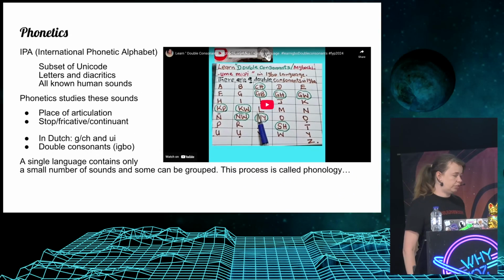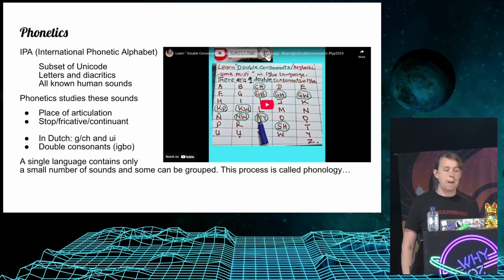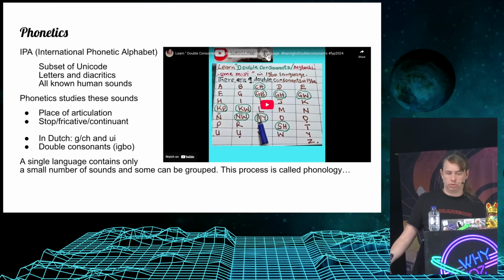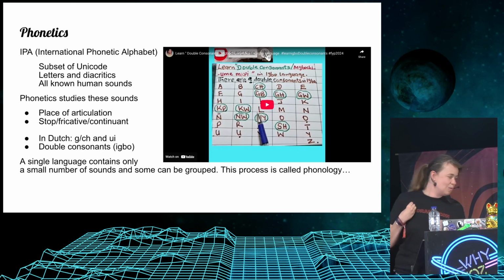Another categorization is stop, fricative, continuant. A stop sound is a sound that you cannot continue, like the bilabial B, but you cannot say b, it stops. A fricative has friction, like you can continue it, but you surely hear there's some sort of friction. Whilst a continuant, all vowels are continuants, like you can sing them. Usually they carry the syllable.